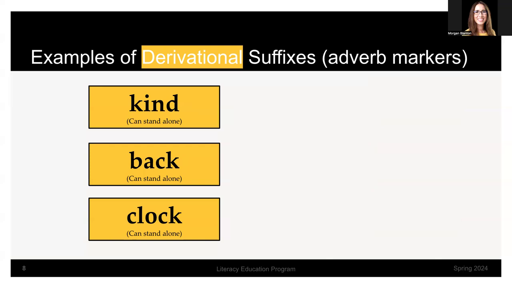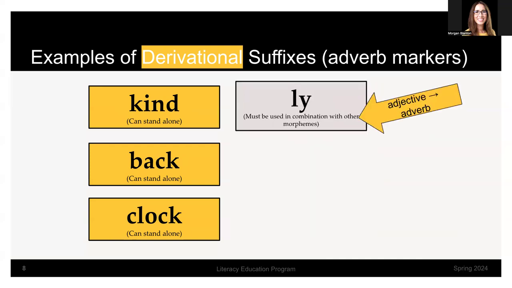The next kind of derivational suffixes are the adverb markers. Here you have three base words, kind, back, and clock. Kind is an adjective, but it becomes an adverb when you add ly to the end. You can say someone is kind, you're describing the person, but if you say, he kindly spoke to me, then you're describing how he spoke, which makes it an adverb.